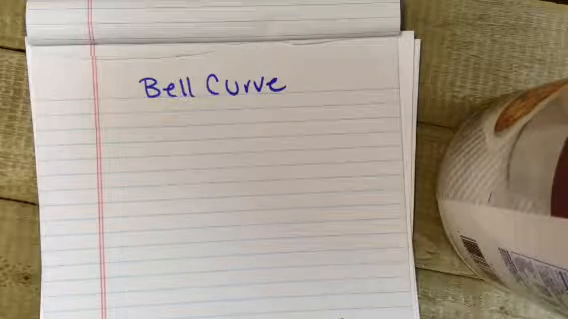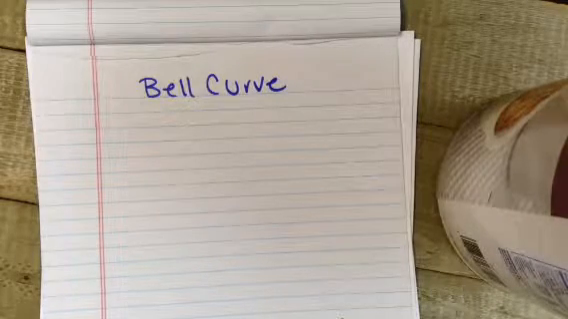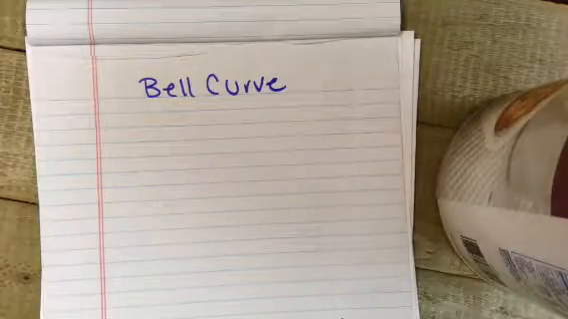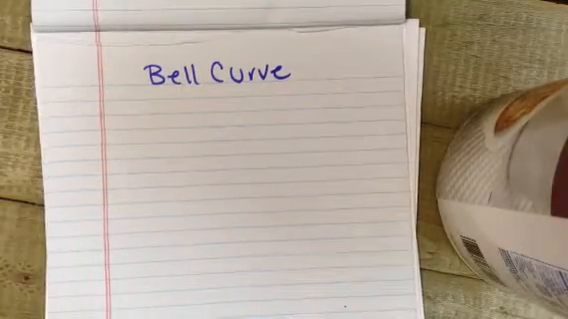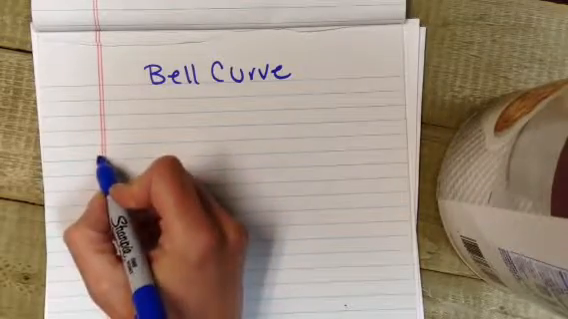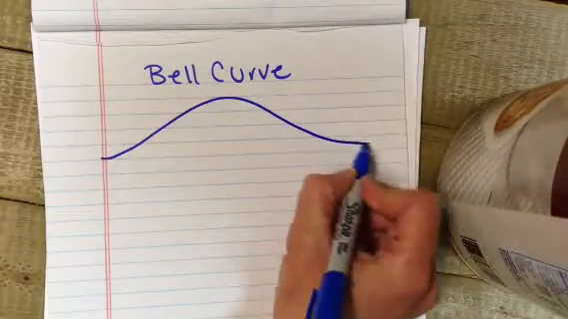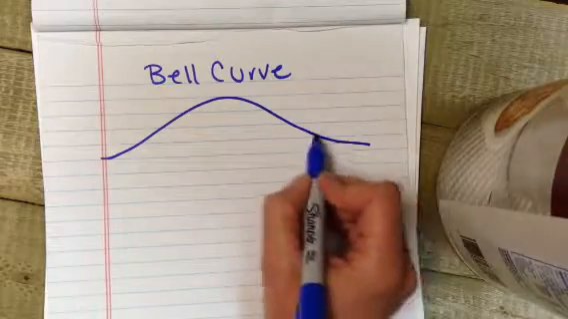Okay, this is a quick review for Algebra 1 on how to complete a bell curve. You use a bell curve when you're looking at the mean. So, this is your bell curve. It looks like a bell. It should look a little bit better than that.